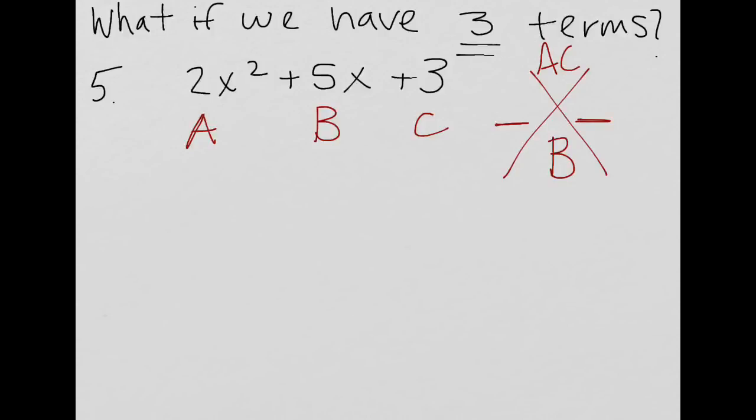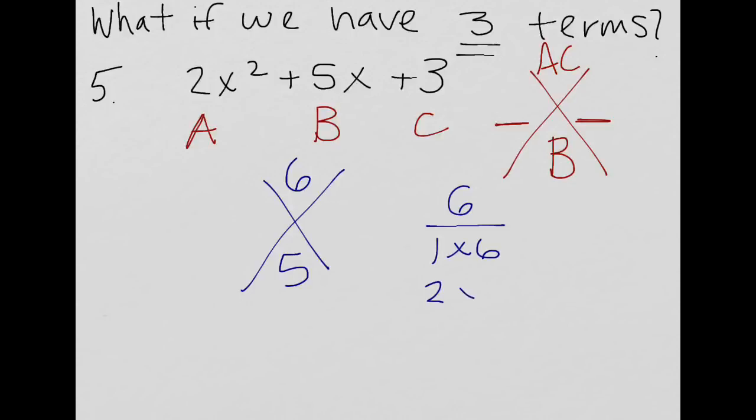And so in this example, A times C, 2 times 3 is 6, and my B is a 5. So I'm looking for 2 numbers that multiply to give me 6, that add to give me 5. Well, the only ways I can get 6 are 1 times 6 or 2 times 3. And the pair that adds up to give me 5 is this pair. So that's a 2 and a 3.